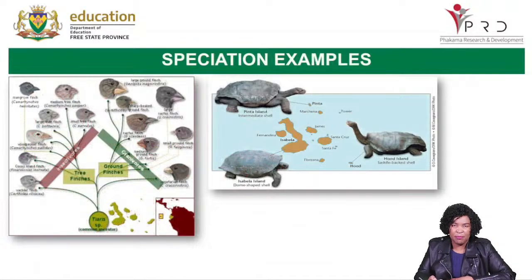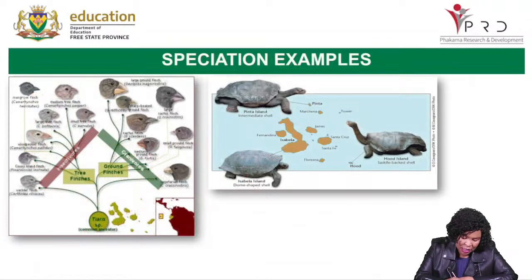So these are some of the examples that you need to know about speciation. If you check here the species of the finches, you have finches that are insectivores and finches that are granivores. So these finches feed on grass on the ground, and these ones feed on insects on the tree. These ones are the ground ones, these ones are the tree ones. Then how did they become so different from one another? It is through speciation. So another example is the finches.